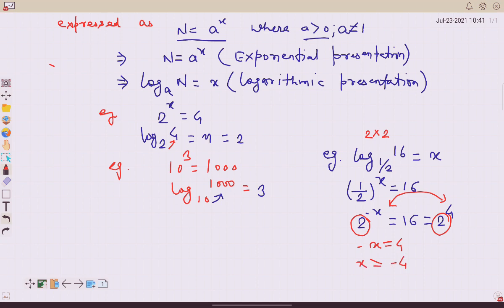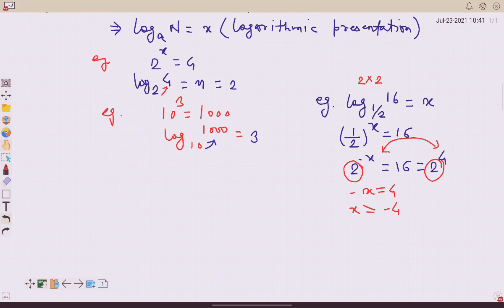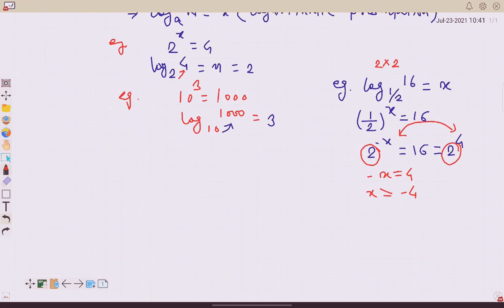So in this way we can convert any log in the form of exponent and any exponent in the form of log. So one more question we will try to solve related to log. The question is: what is the value of log 8 base root 2? Log 8 and the base value is root 2.